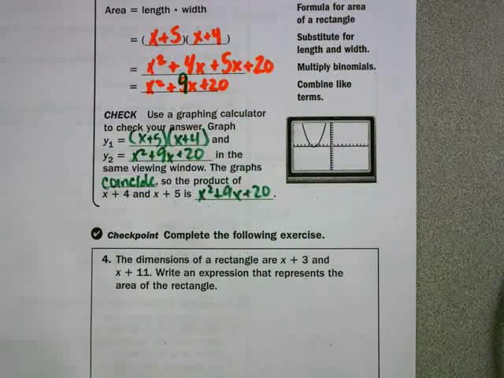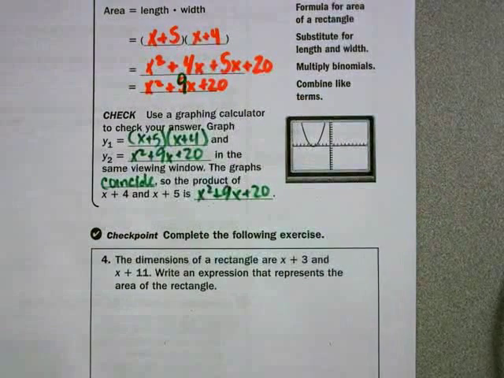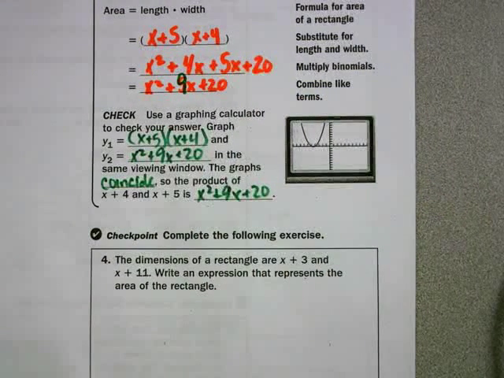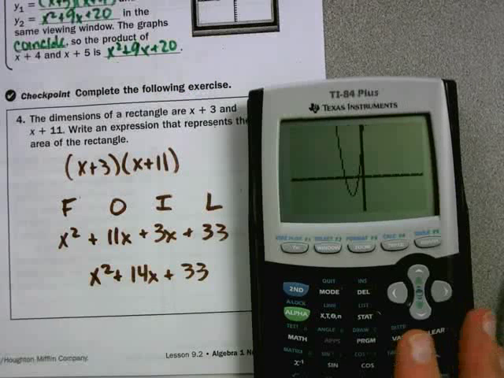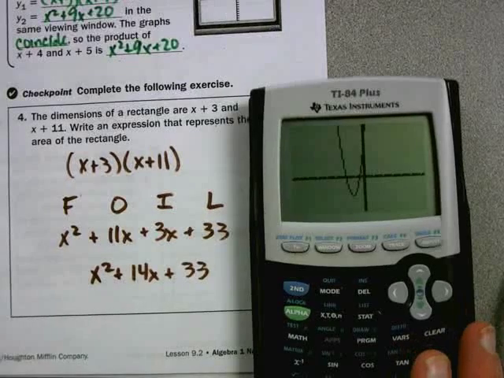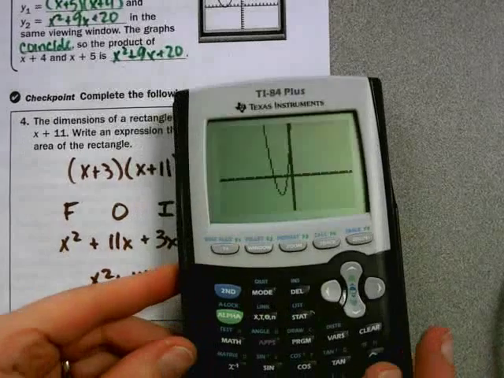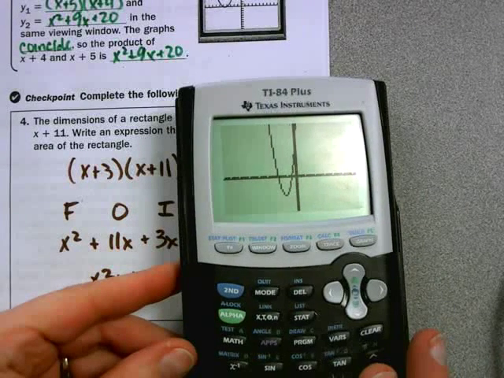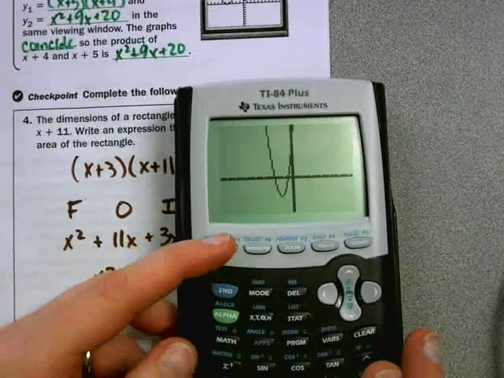Okay, so go ahead, do the same thing below. Check it on your graphing calculator. Make sure that you have the correct answer. Come back and see what you have. Okay, you should have gotten x squared plus 14x plus 33. And here again, in my zoomed out window, is the curve, the parabola, for those two different equations, but actually it's the same one in disguise. And it worked out perfectly this time.